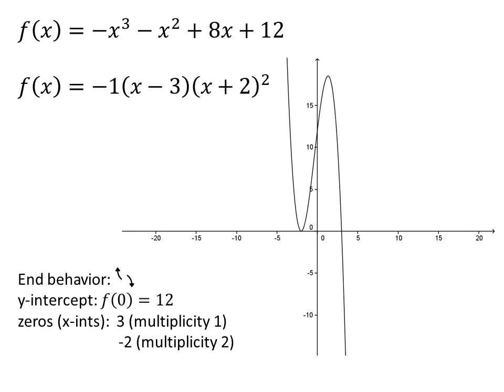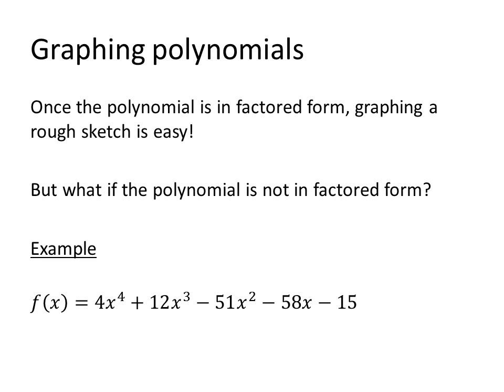In this case, we see that the end behavior is that it starts high and ends low. The y-intercept is at 12, and the multiplicities tell us the x-intercepts and whether the graph is going to bounce or go through the x-axis at that point. Once the polynomial is in factored form, then graphing a rough sketch is pretty easy.